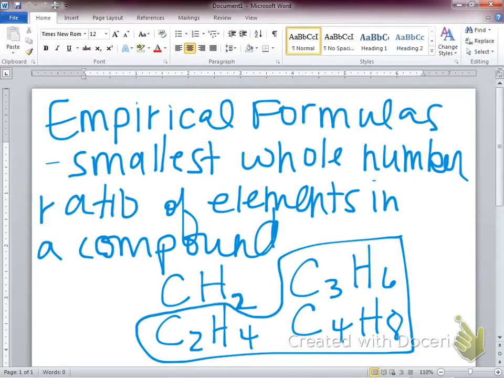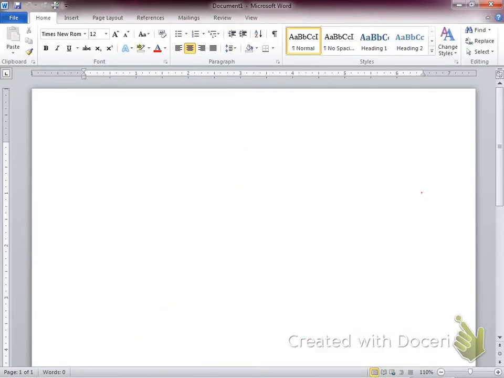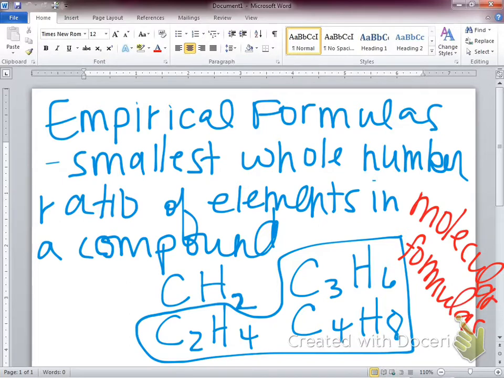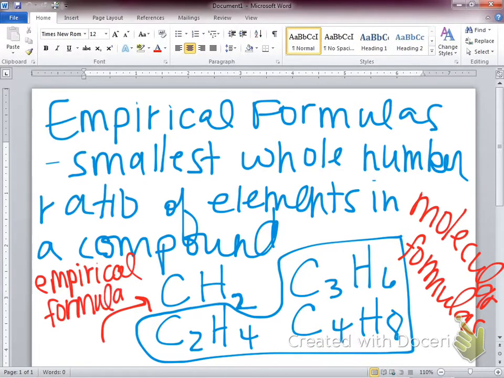are called molecular formulas. And this right here, the smallest whole number ratio for that particular compound, is called its empirical formula. Okay, so these have to deal with covalent compounds, not ionic compounds.